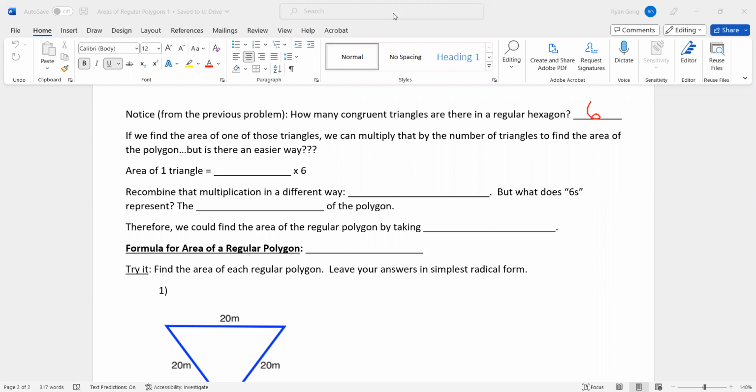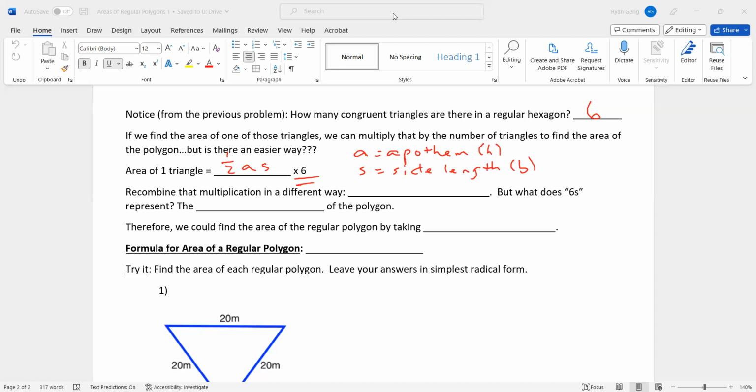Yes, there is. So the area of one triangle is 1/2 AS. Now, I know it's base and height, so I'm going to lay out what this was. A was the apothem, which in a triangle was the height, and S was a side length, which was our base, right? So then we just multiplied it by 6 to get the area.